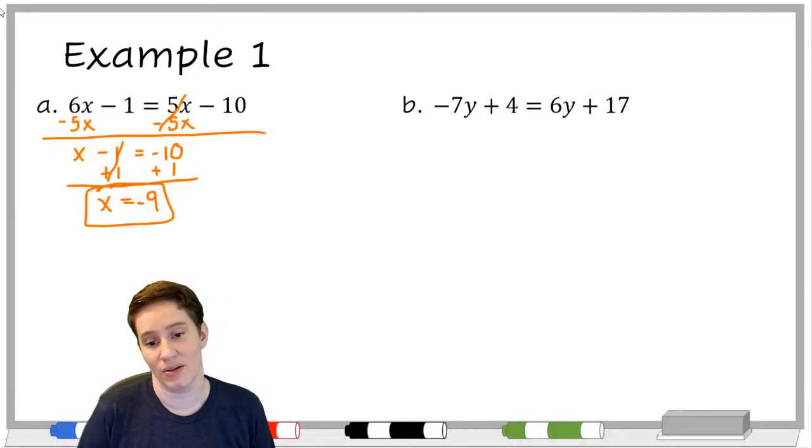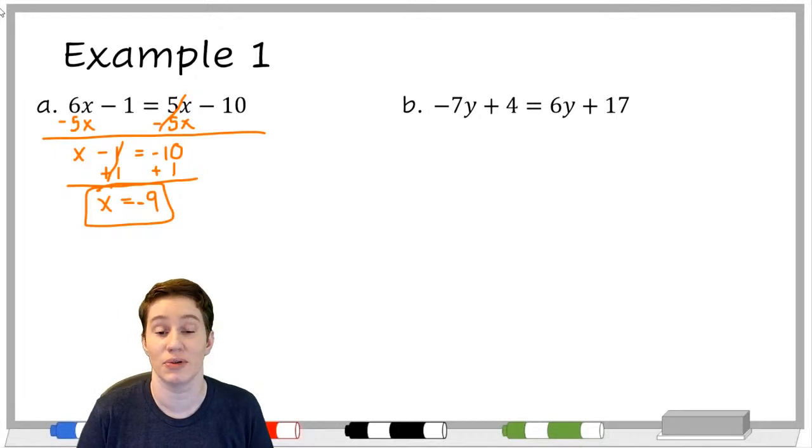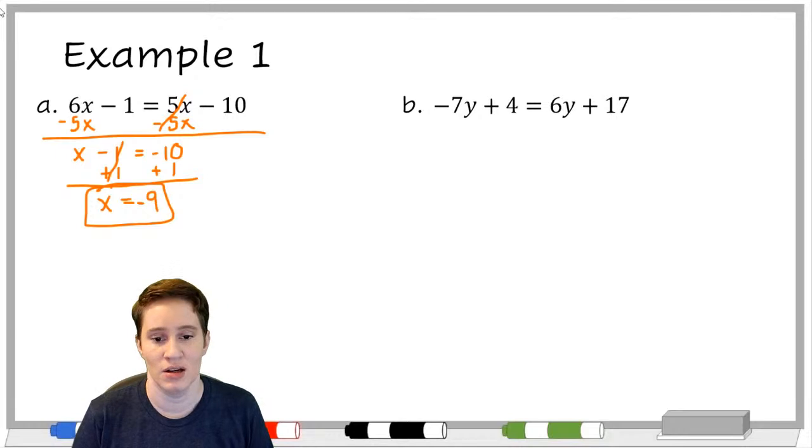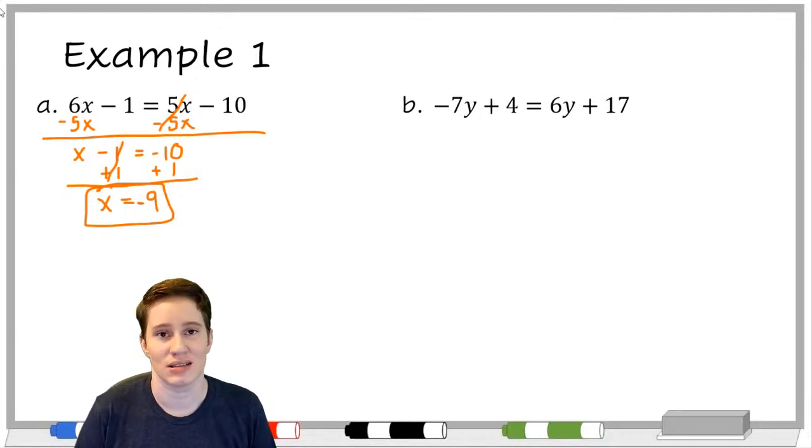Let's look at B. Now, we're using Y. Both of the letters are Y, which does matter. If one letter was Y and one letter was X, this would be a much different problem. We'll get there, but not today. So I need to get the Y's together. So I could either add 7Y to both sides, or I could subtract 6Y from both sides. Like I said, it doesn't actually matter which one you choose, but if you, like most of the world, prefer positive numbers to negative numbers, then we should add the 7Y over to the right side.